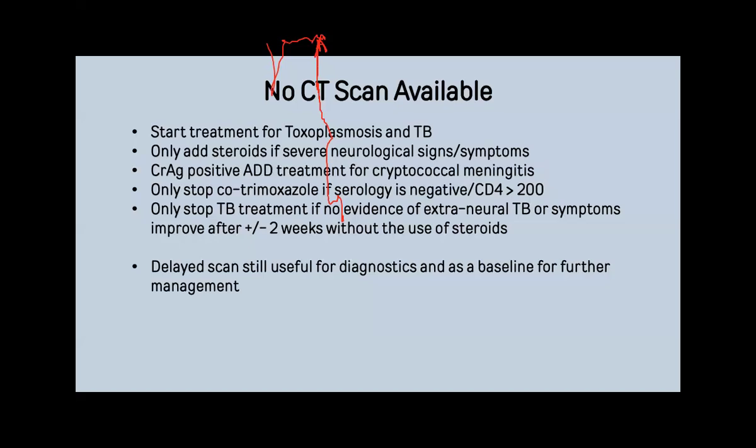You'll only stop cotrimoxazole if the CD4 count is greater than 200, because, as we've mentioned, toxoplasmosis is probably unlikely in this scenario. You also only stop TB treatment if there's no evidence of extraneural TB or the symptoms improve after 2 weeks without the use of steroids. A delayed scan can still be useful for diagnostic reasons and as a baseline for further management.